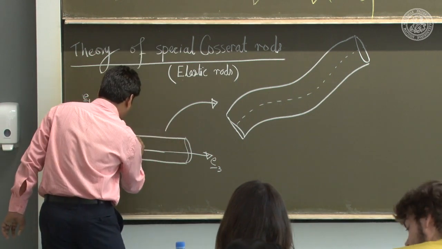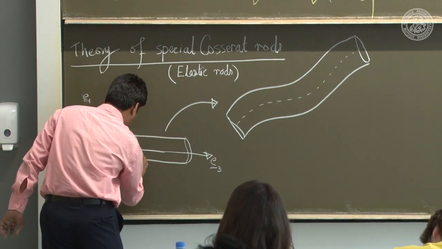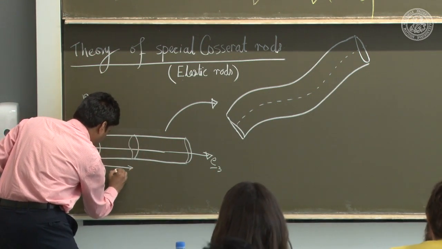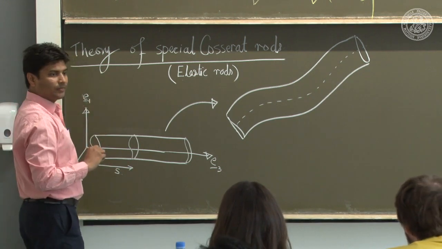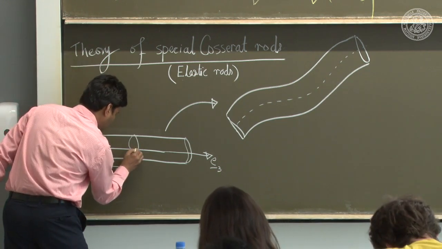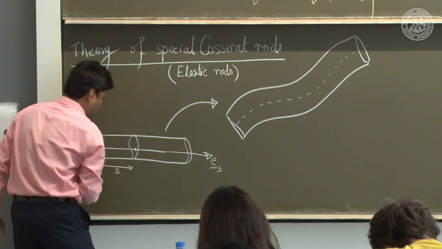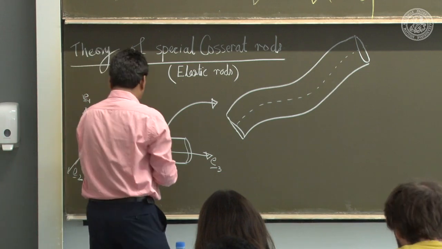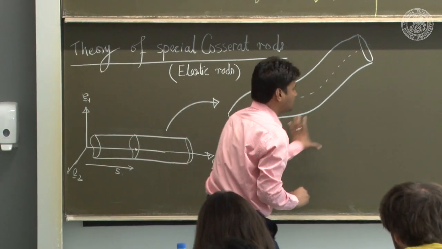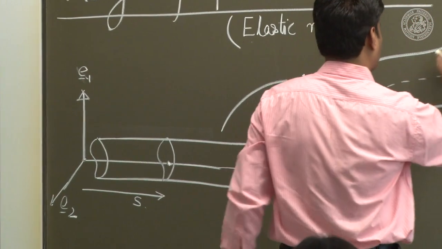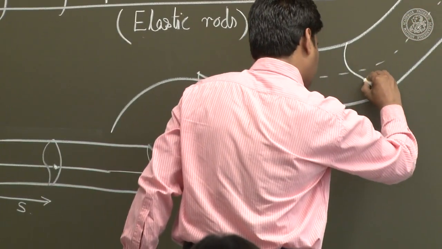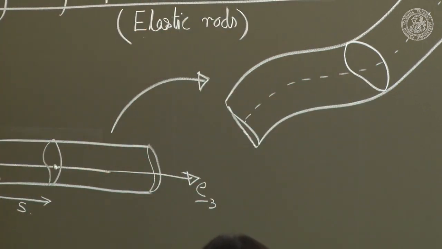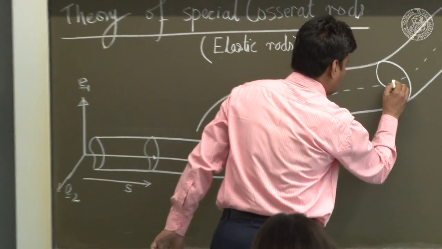Okay? So in this theory, we have center line small r. So let us say this is your cross section at a coordinate S. So the centroid of that cross section is S E3. Okay? And this cross section, once the beam has deformed, suppose it is here. And that's the centroid.